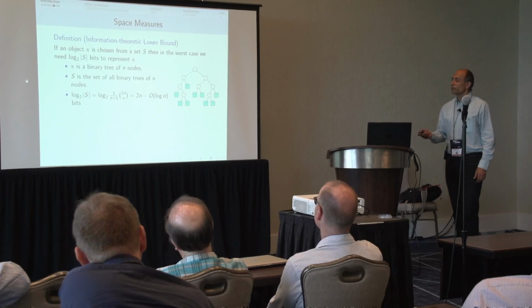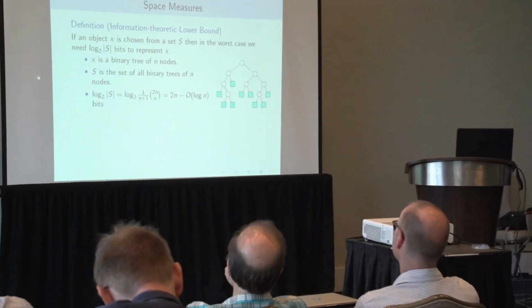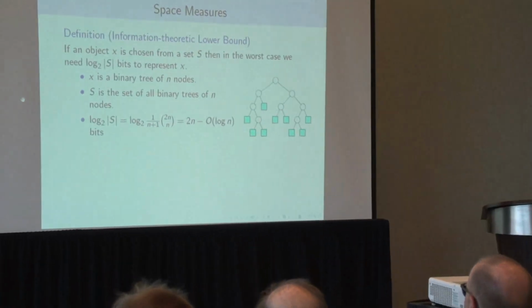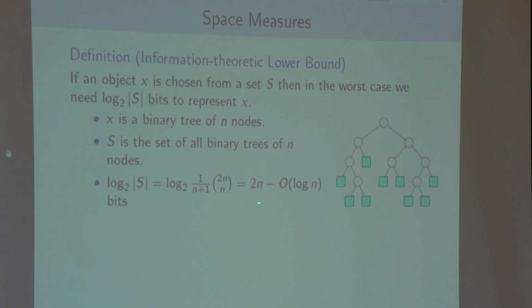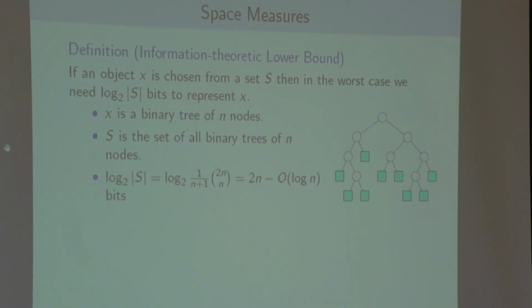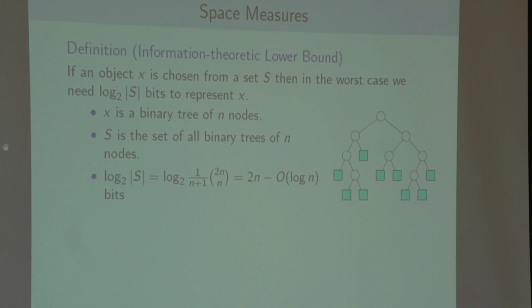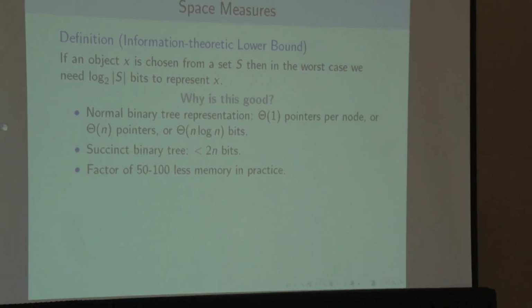Binary trees, well, if you know that your object is a binary tree with n nodes, S is the set of all binary trees of n nodes. This is the number of trees there are, and if you take the log base 2 of this, you get basically 2n minus order of log n bits. So that's the information theoretic lower bound for storing a binary tree with n nodes. You can see where the attraction is.